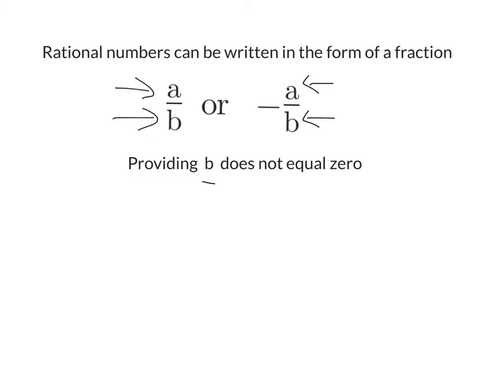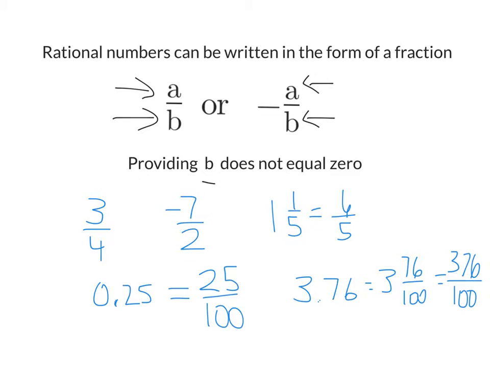So here are a few. So here we have 3/4, that's a fraction already, so it's rational. -7/2, that's a fraction again, so it's rational. 1 1/5, if we change it into an improper fraction, it's going to be 6/5, so that's now a fraction, it's rational. 0.25, so decimals are rational numbers too, most of them, is 25/100, and so that's a rational number. 3 76/100 is written as 376/100, so that's a rational number.